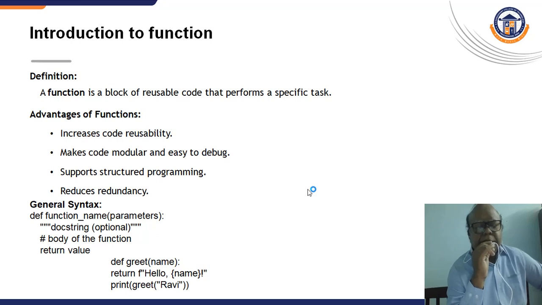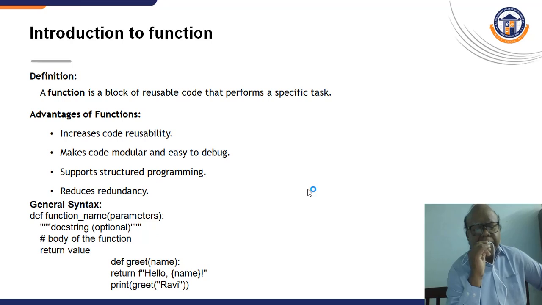For example, you can see the function is greet. You are defining a function greet and you are passing name as a parameter, and from the function you are returning the string hello, followed by the value that is coming from the main program. So in the main program you are calling the function with the help of the name.